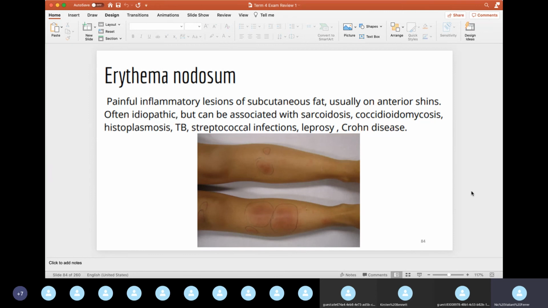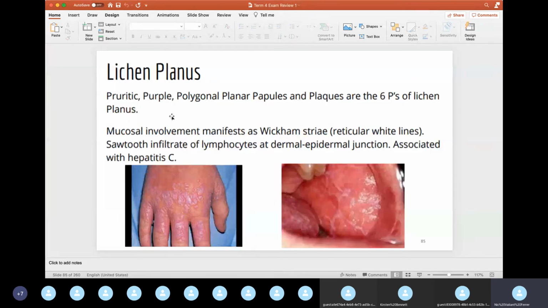Anterior shins. Lichen planus, the 5 P's. No, in First Aid it says 5 P's. Here it's 6 P's. It's pruritic, purple, polygonal, planar papules, and plaques. Just know the 6 P's. So you can see Wickham striae. You have reticular white lines. In the vignette, they're going to say sawtooth infiltrate of lymphocytes at the dermal-epidermal junction. It is associated with hepatitis C.